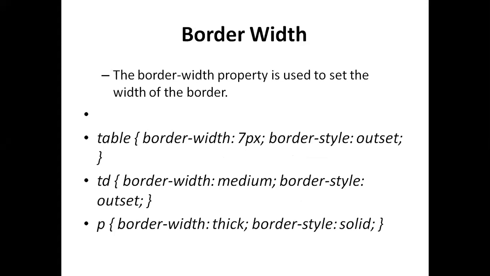In the case of a table or whatever the element is, we can mention the width of the border everywhere. Suppose for a particular table we are using some border, so we need to mention that particular table and then the border width or border style, everything. Border width can be 7 pixels, meaning we are mentioning how much the border width will be.